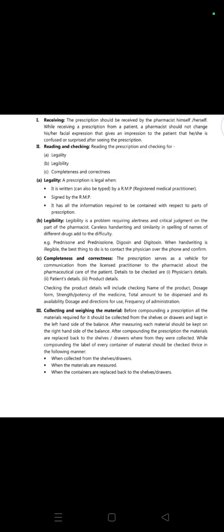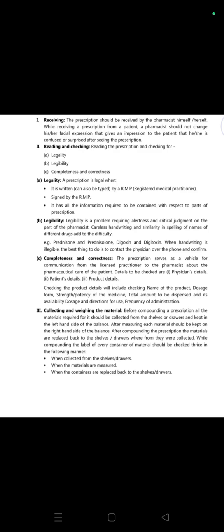Then reading and checking. Reading the prescription and checking for legality, legibility, completeness, and correctness. Legality. A prescription is legal when it is written and signed by an RMP, a registered medical practitioner, and it has all the information required with respect to the parts of a prescription.